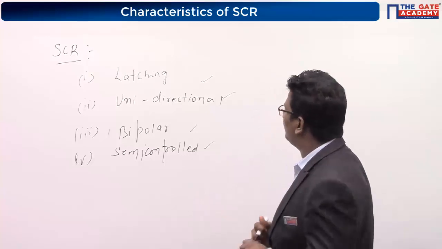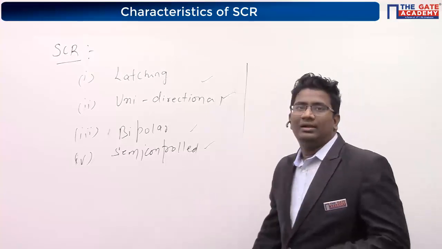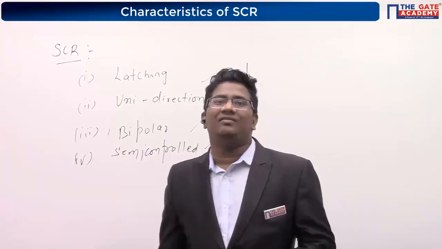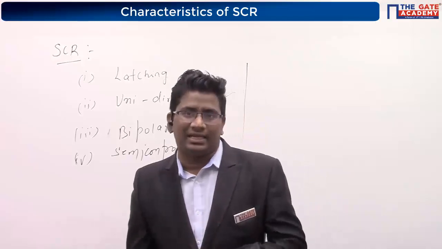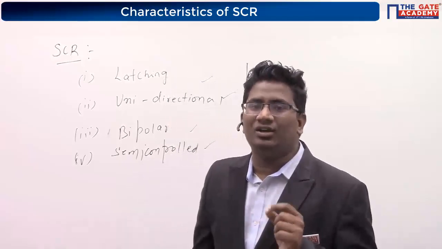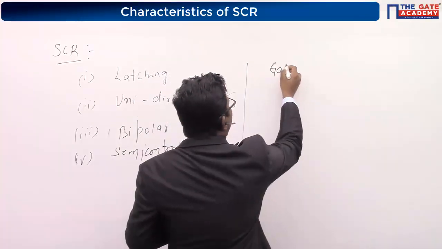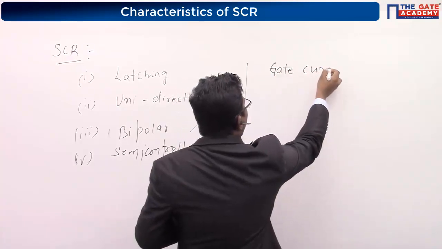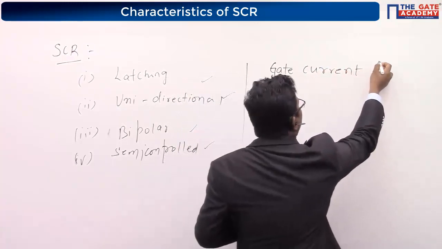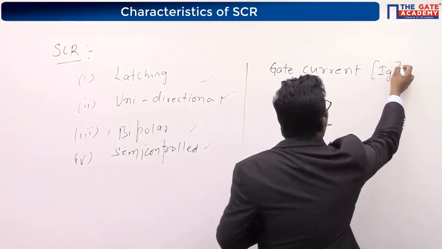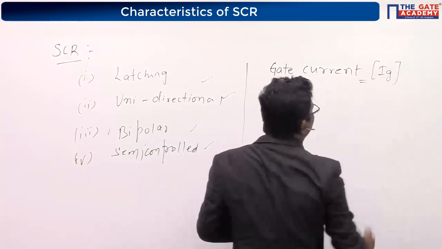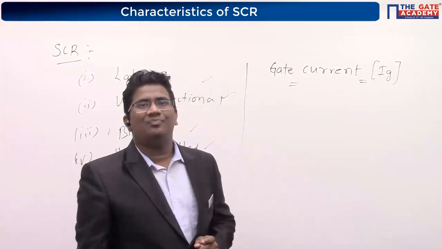Now, one more question. Tell me, are you giving the gate current as pulses or as a constant gate current? In short, we represent gate current as IG. We give the gate current as pulses.